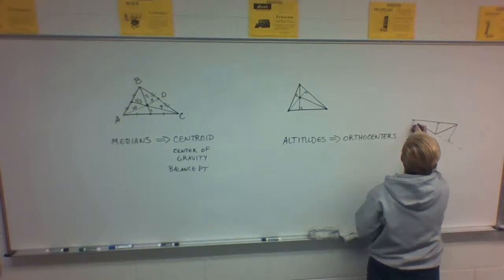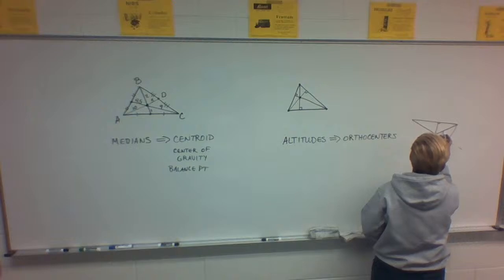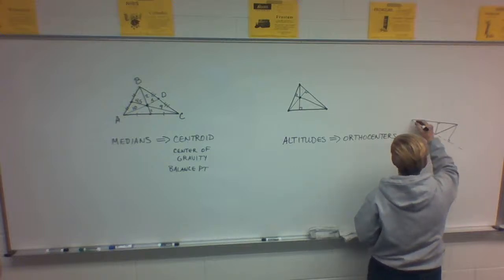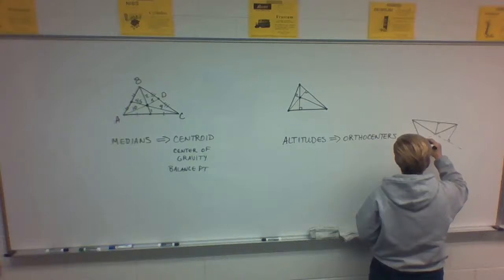So to do this one right here, if I have to start at this corner and head towards that side perpendicular, going right there is about as close as I'm going to get if I'm going to stay within the triangle and try to hit that side. I'm never going to hit it because it's obtuse. I have to extend this and go from there, perpendicular to the line containing it.